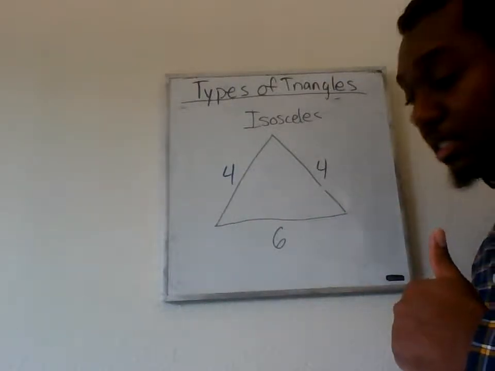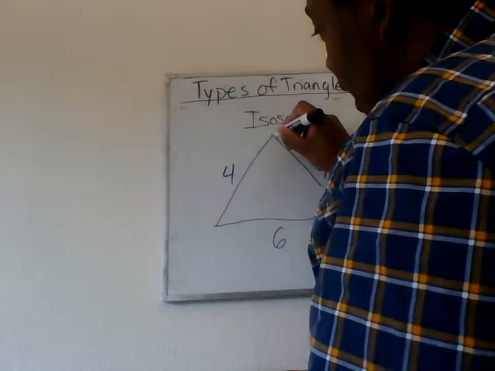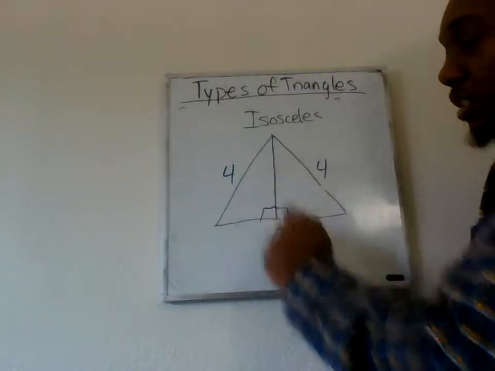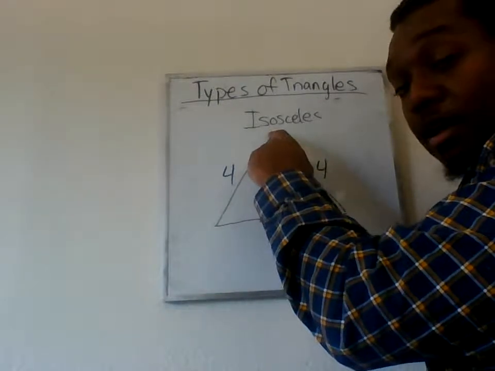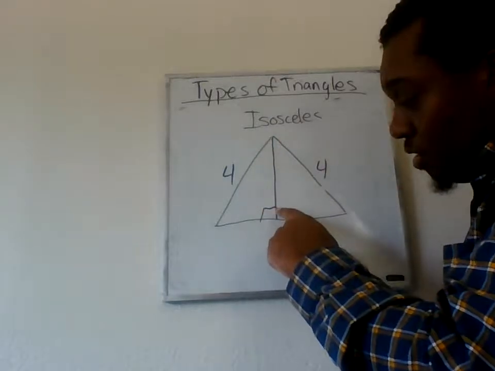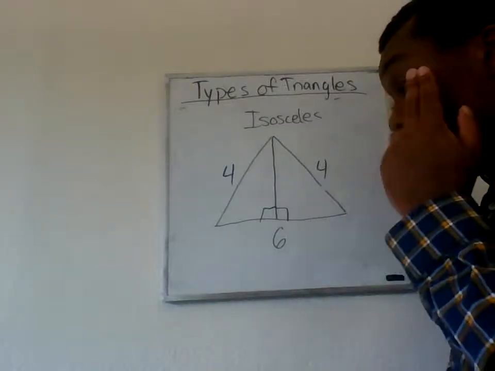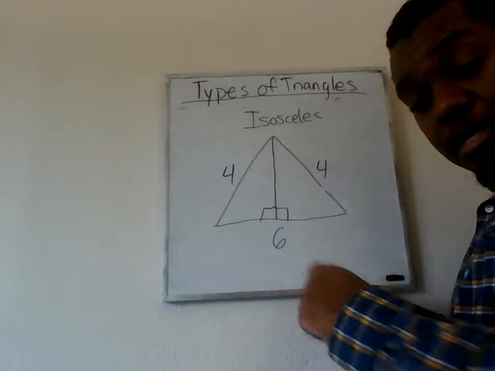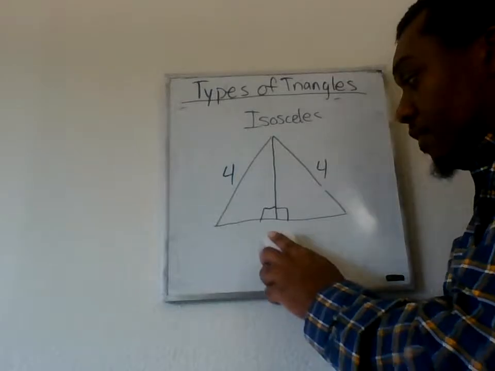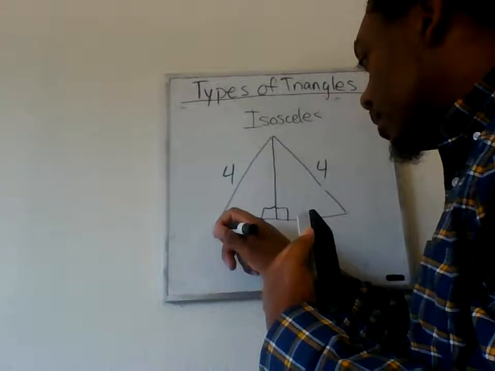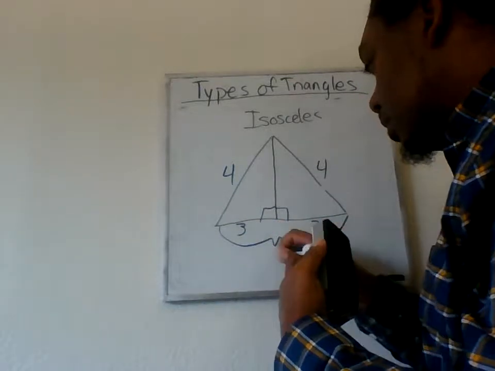Because this is isosceles, I can draw from the vertex an altitude. I just wanted to make sure it was completely straight when I went down. But I can draw an altitude, which again means you go from a vertex straight down to the opposite side and you form right angles. Okay. In doing so, that will actually split this base up in half. So this side will become 3, and this side would also be 3. And then that means all together it's still 6.